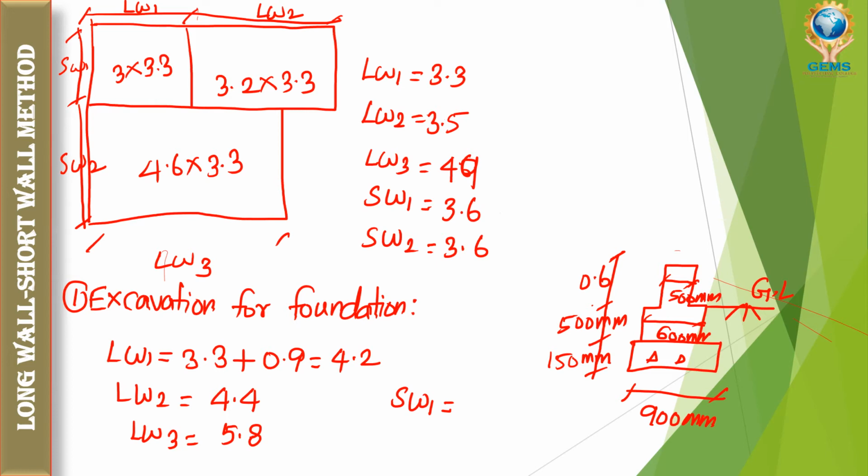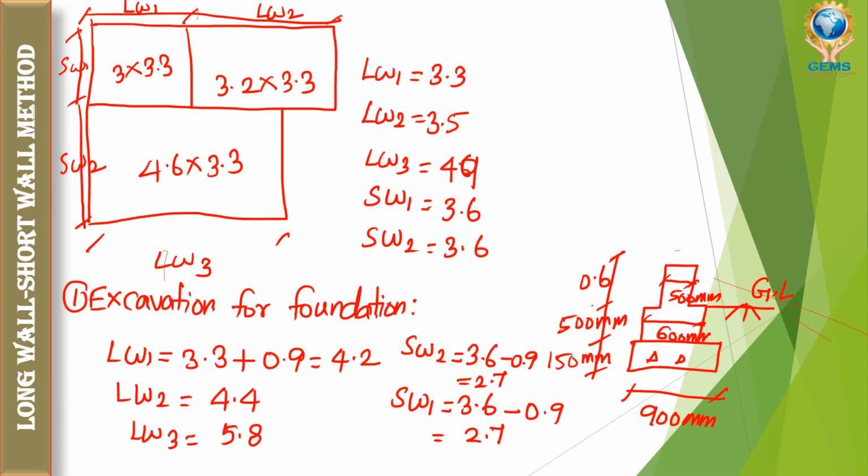SW1 is 3.6. For finding the short wall we will subtract, right? So 3.6 minus 0.9, so what will we get? 2.7. Then for SW2, 3.6, same thing. SW1 and SW2 values are the same, but the n value is different, so we are finding them separately. So all the values we have found.